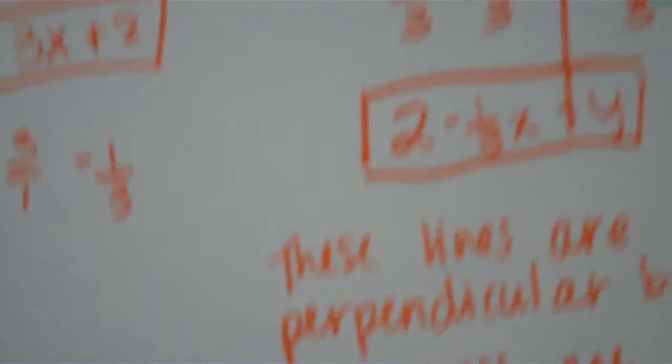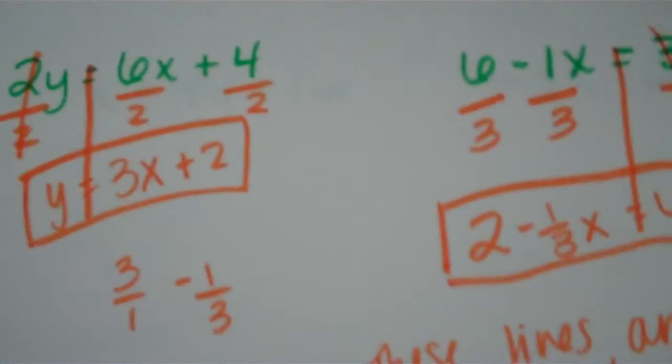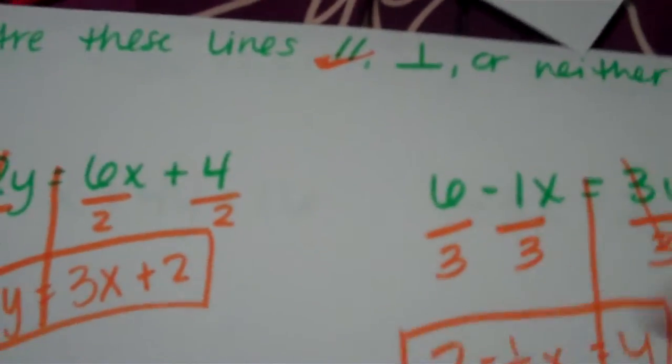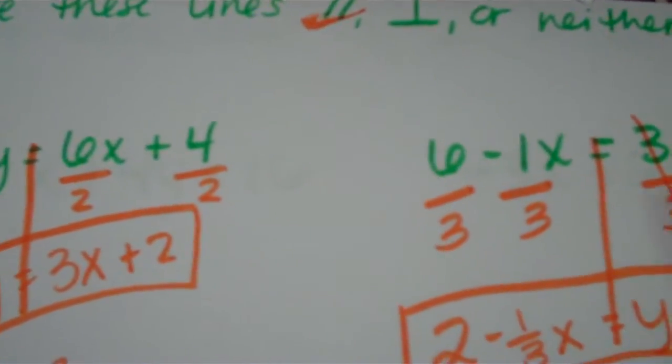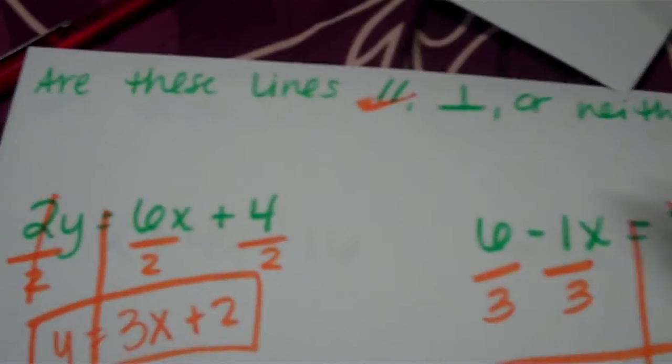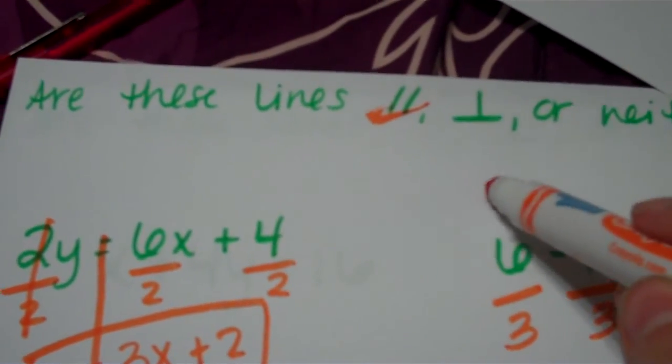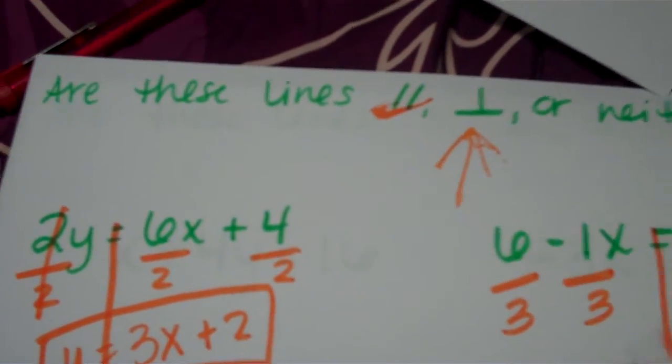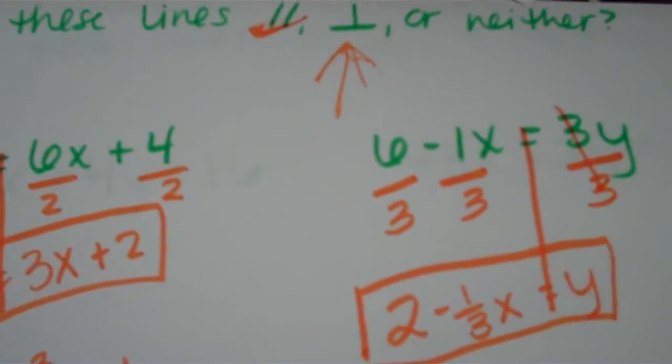Okay? Now, real quick, if they weren't parallel and they weren't perpendicular, then you would just say these lines are not parallel and they are not perpendicular. They are neither. Okay? So, parallel should be easy. That's the easy one. Perpendicular is a little harder. But try your best. Ask me questions when you need to, and then get started.